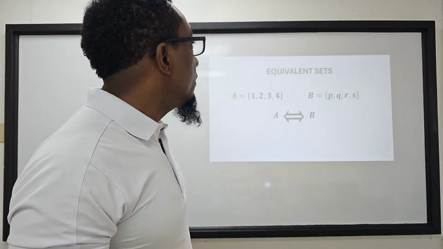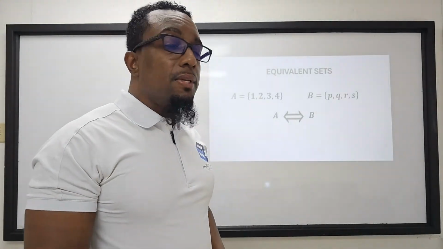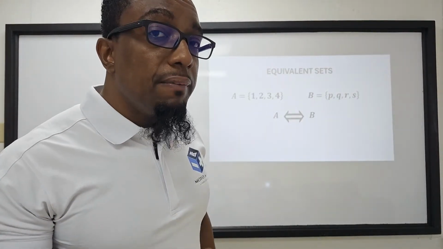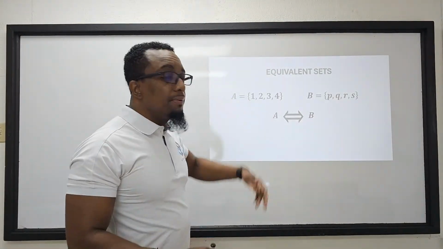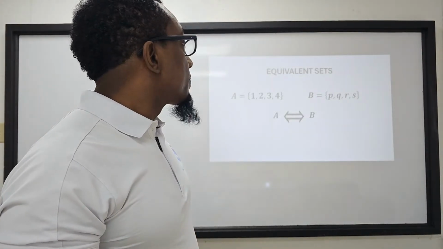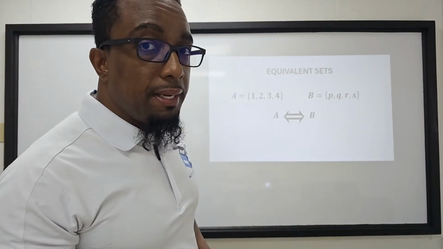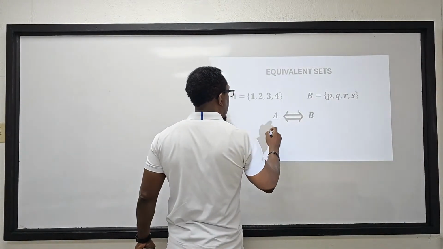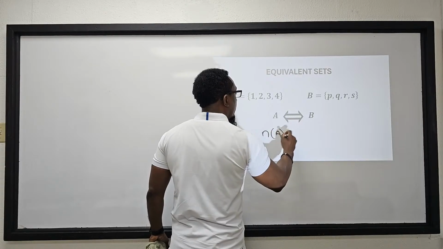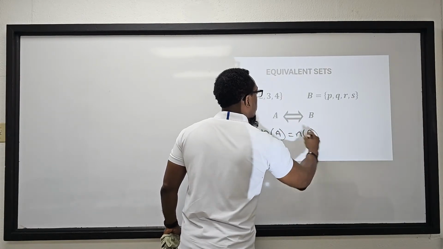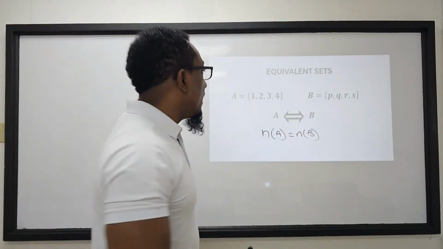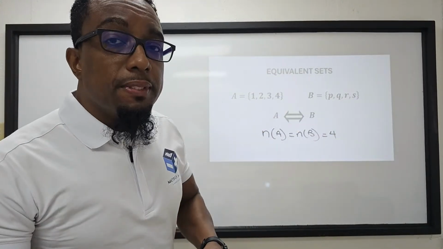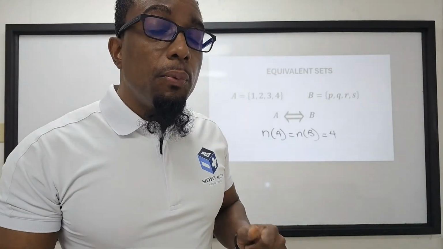Equivalent sets. Equivalent sets are sets with the same number of elements. So in this case, set A, we have 4 elements, and set B, we have 4 elements. So therefore we can state that A is equivalent to B. So they have the same number. So I should write here, n(A) is equal to n(B), and they both will have 4 elements. So therefore we can comfortably state that A is equivalent to B.